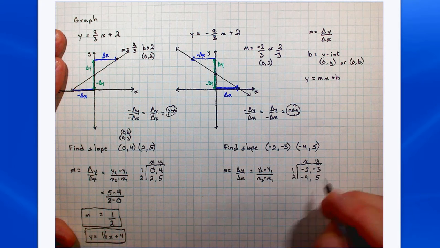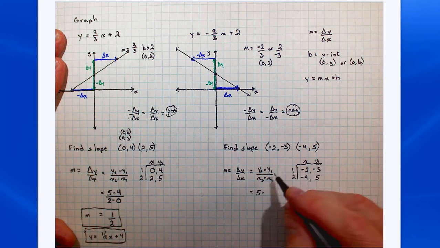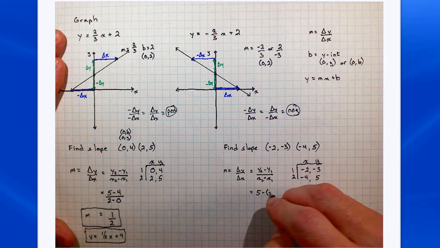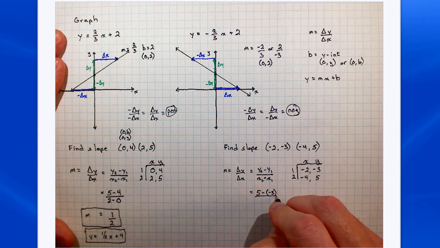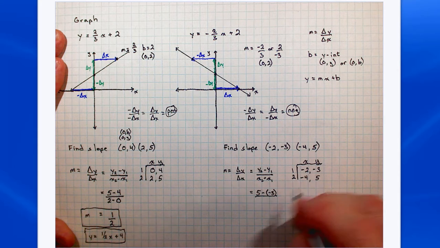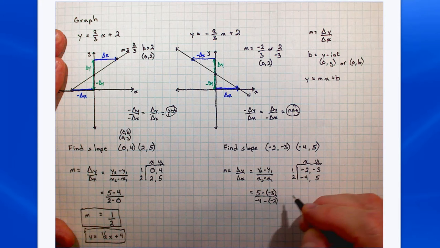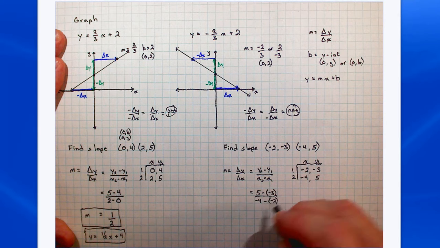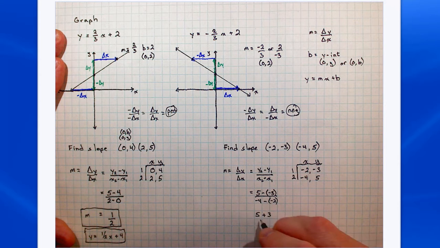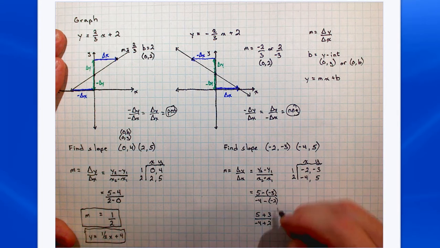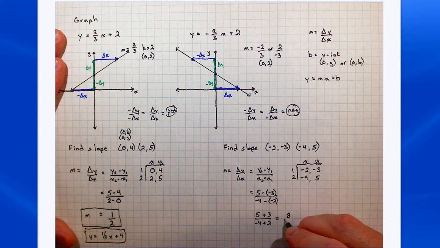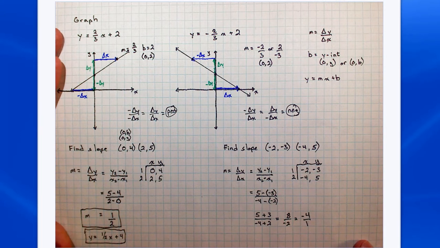So y sub 2 is 5, and y sub 1 is a negative 3. And we'll put it in parentheses, that way I don't get confused with it right now. X sub 2 is a negative 4, minus x sub 1 is a negative 2. So a negative and a negative, they become positive. So what I end up with is 5 plus 3 over a negative 4 plus 2. And that is going to equal 8 over negative 2, which simply equals a negative 4. And I can put it over what number? 1. Very good.